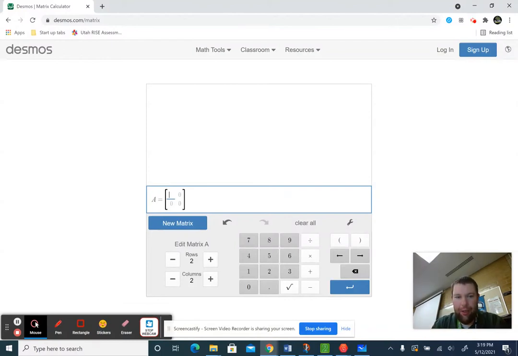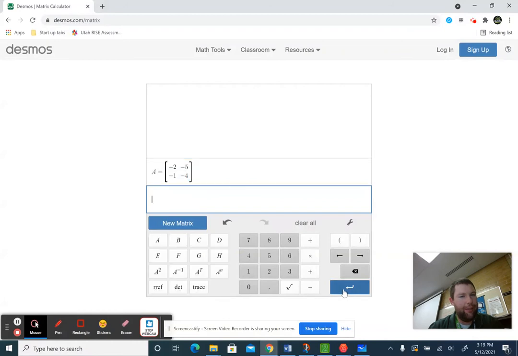So I would put in -2, -5, -1, -4. This is the first problem I did, and I believe I got 3 when I did that, right? To do the determinant, you see down here the DET, that stands for determinant. Then you just type in the name of your matrix, and I called this matrix A. There's my matrix, and it gives me the answer.